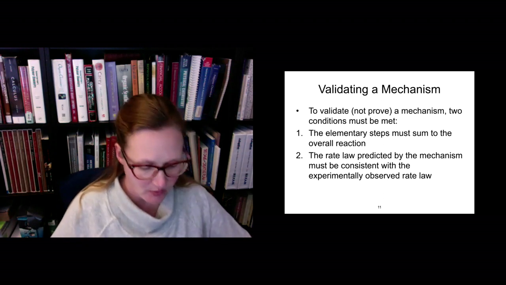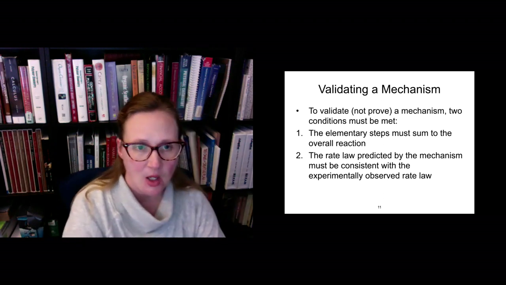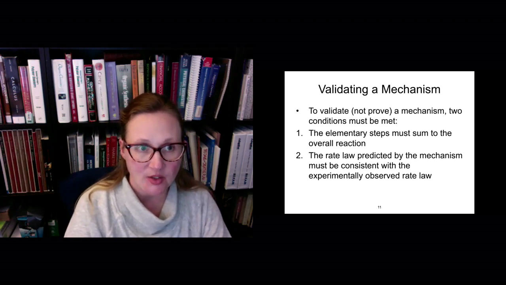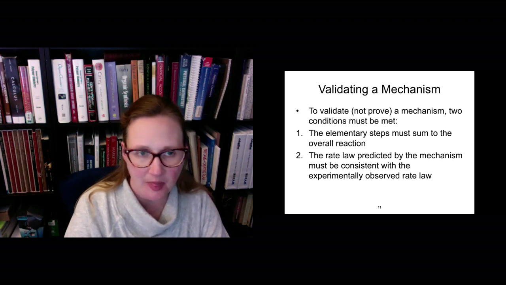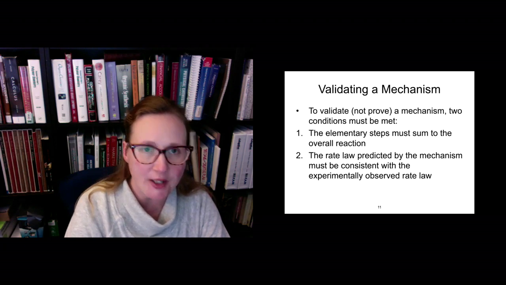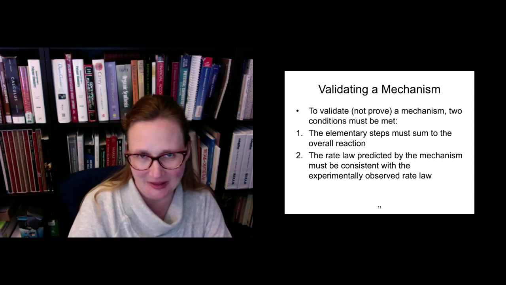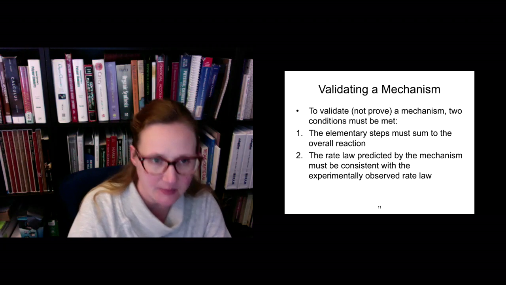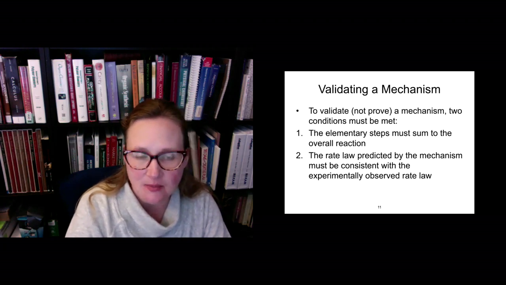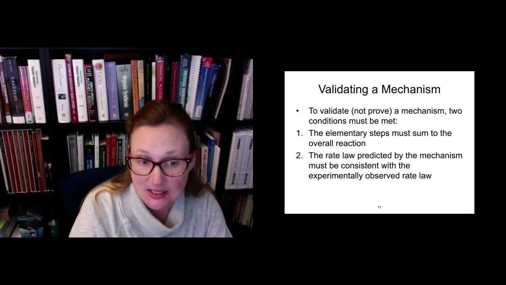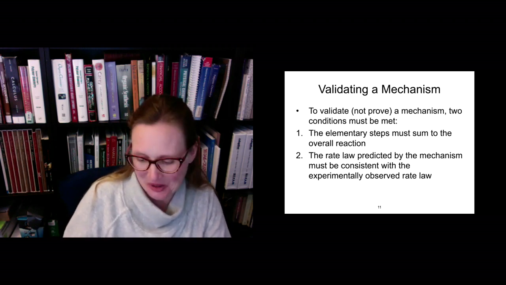All right, so now we're getting into the part where we can validate a mechanism. So we have a rate law that we've determined for an overall reaction. And so we want to propose a mechanism. And once we propose a mechanism, we need to validate that mechanism. And so importantly, we're validating, not proving. Right? We're validating that what we're saying makes sense according to our rate law, but it doesn't prove a particular mechanism. The elementary steps must sum to the overall reaction, so we'll show a couple examples there. And the rate law predicted by the mechanism must be consistent with what is observed by the rate law.